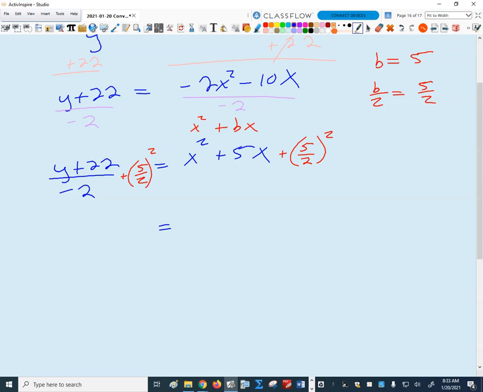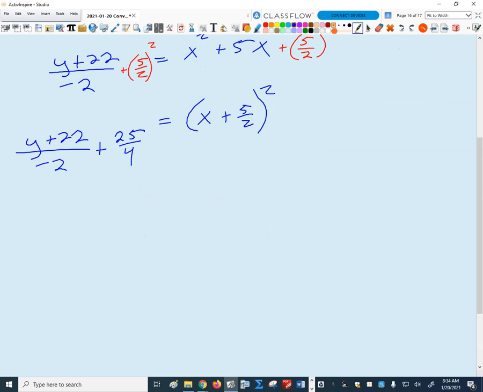And the right side looks like it might be hard to factor, but we know the trick. Whatever is being squared is what gets attached to x in our binomial that's being squared. So really all we've got to do then is just reverse all this stuff. On the other side, we've got y plus 22 divided by negative 2 plus 25 fourths, right? So to get y by itself, first we're going to subtract 25 fourths from both sides. So that gives us the quantity x plus 5 halves squared minus 25 fourths. Now we've got to undo dividing by negative 2.